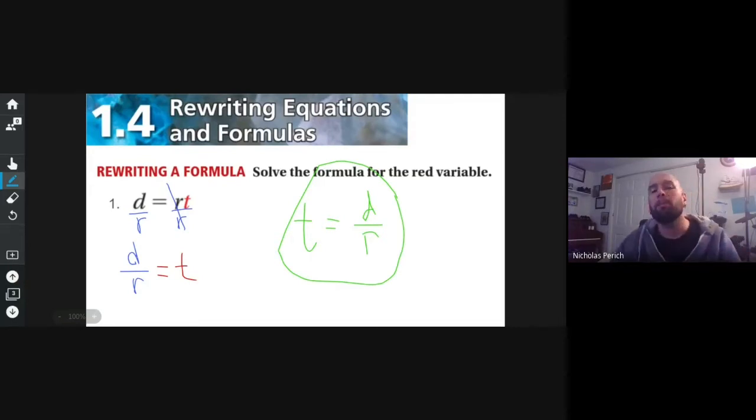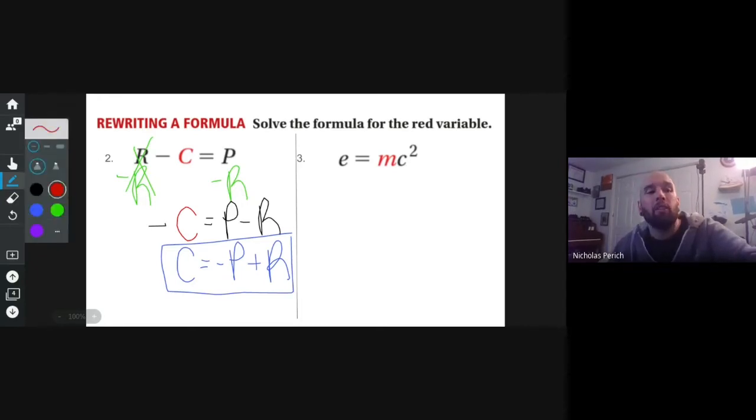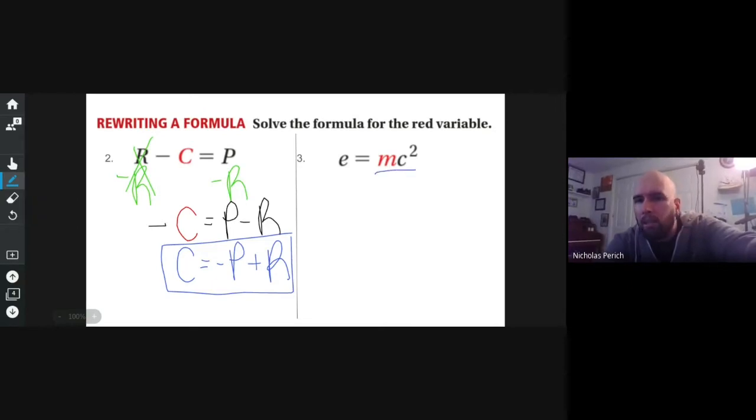In problem 1, I had r times t, and the way I got rid of r was I divided it because it was r times t. Well, now here I am, and I have m times c squared. I have to get rid of times c squared. How do I get rid of times c squared? I do the opposite, which is divide c squared. I don't want to use red. Divide c squared.